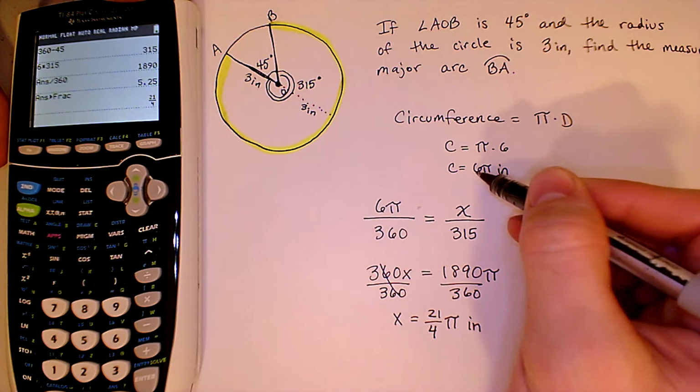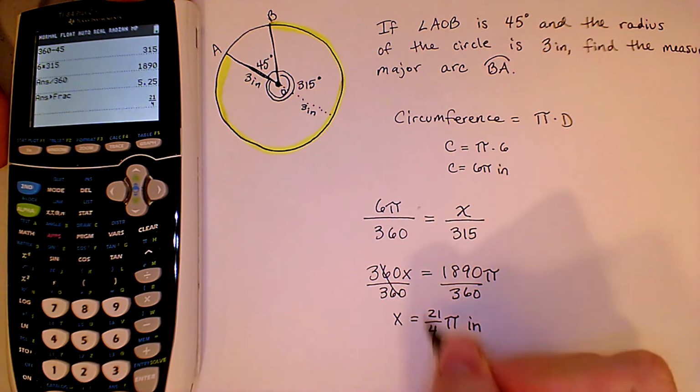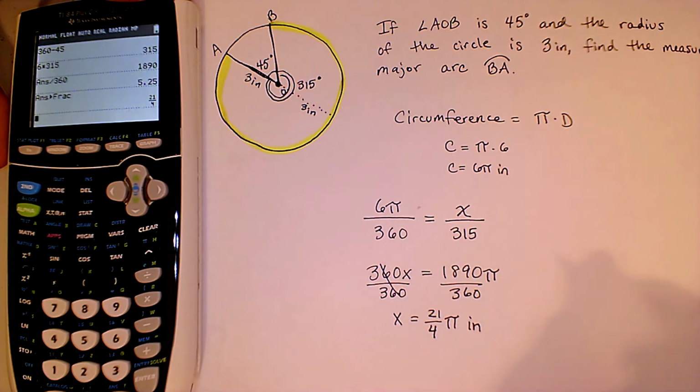The 6 pi represents the entire circumference, but that just represents part of it. The 21/4 pi represents part. So that's how you find the arc length of a large sector around a circle.